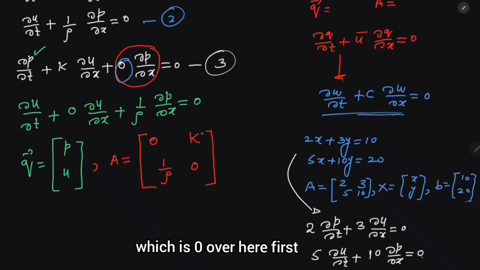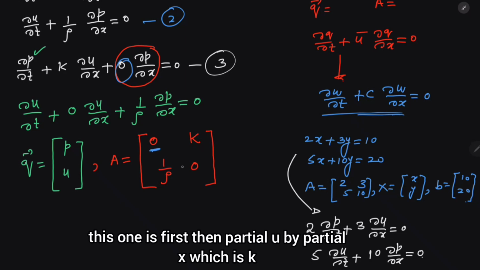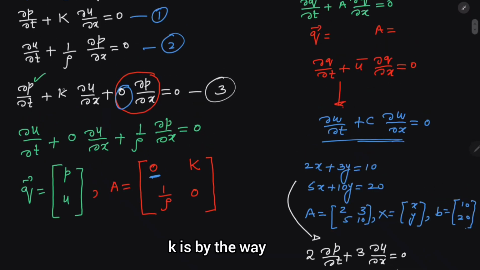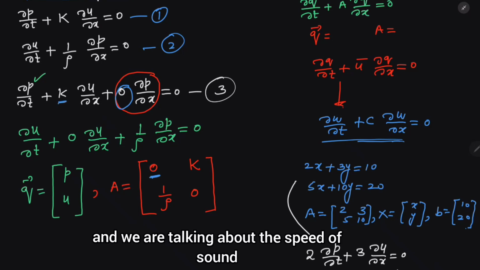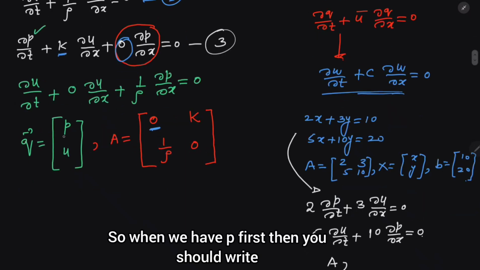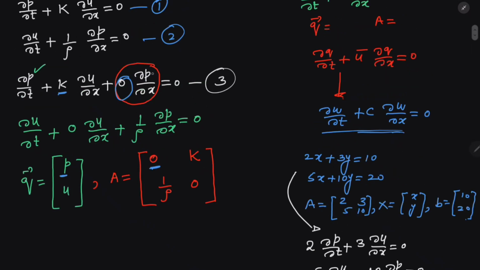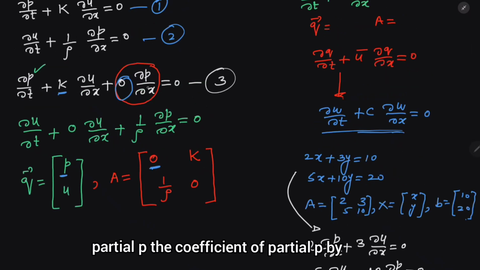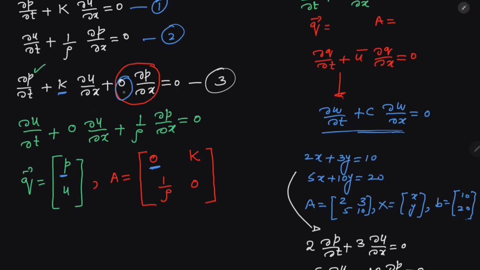This one is first, then partial u by partial x, which is k. K is, by the way, the bulk modulus of compressibility, and we are talking about the speed of sound traveling in the air. So when we have p first, you should write the coefficient of partial p by partial x first.